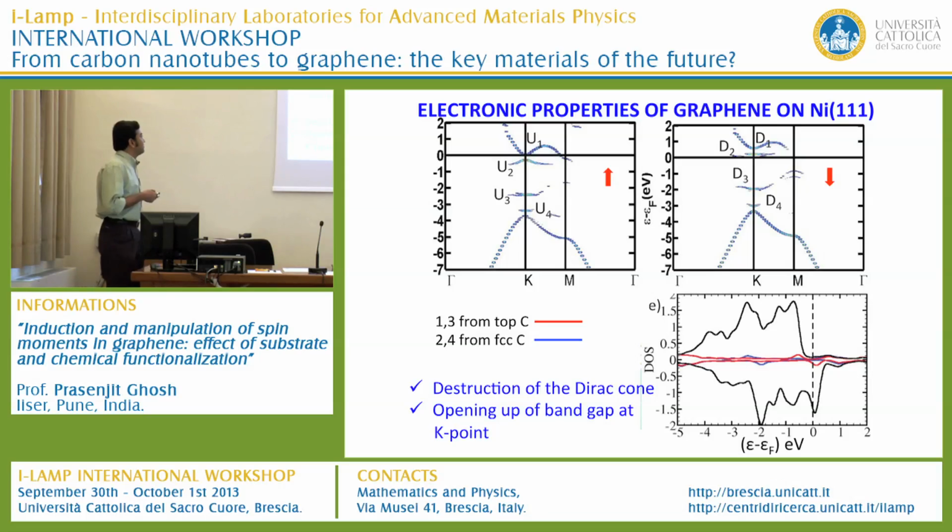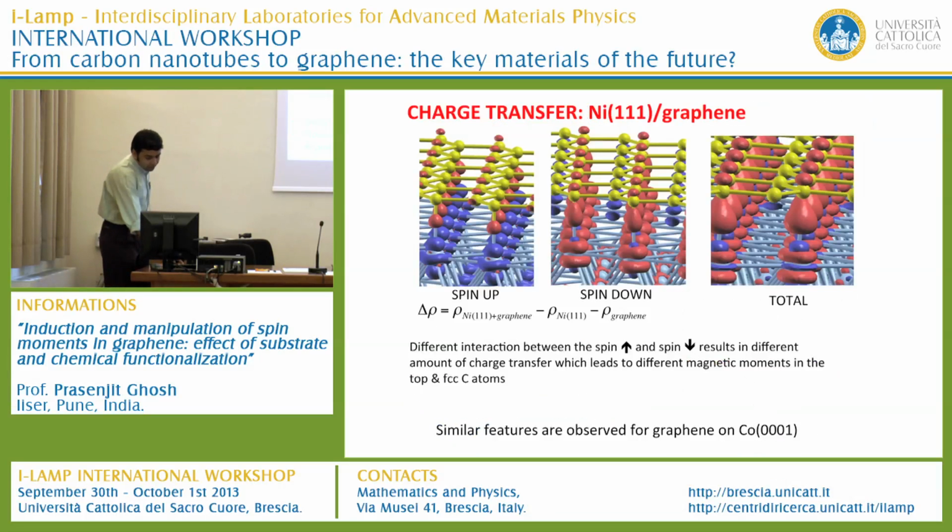While in the FCC carbon atoms, since it occupies the hollow sites, it's the PZ interacting with the DZX and DZY of the nickel states. These states are much lower in energy compared to the nickel DZ squared states, and as a result, they are ferromagnetically aligned. So we also looked into the charge transfer.